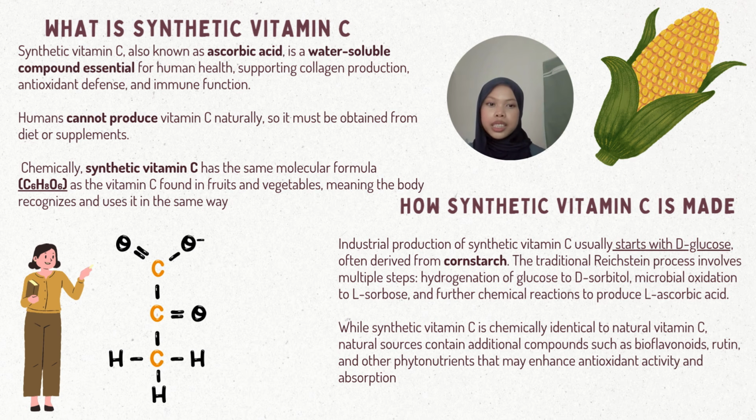So, how is synthetic vitamin C made? Industrial production of synthetic vitamin C usually starts with D-glucose, often derived from cornstarch. The traditional Reichstein process involves multiple steps: hydrogenation of glucose to D-sorbitol, microbial oxidation to L-sorbose, then further chemical reactions to produce L-ascorbic acid. While synthetic vitamin C is chemically identical to natural vitamin C, natural sources contain additional compounds such as bioflavonoids, lutein, and other phytonutrients that may enhance antioxidant activity and absorption.